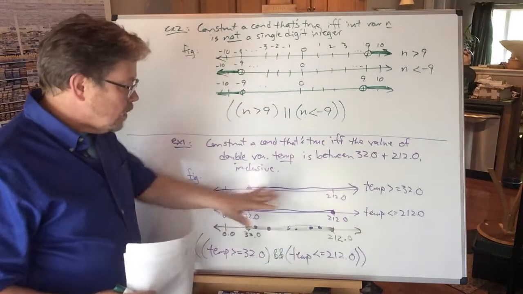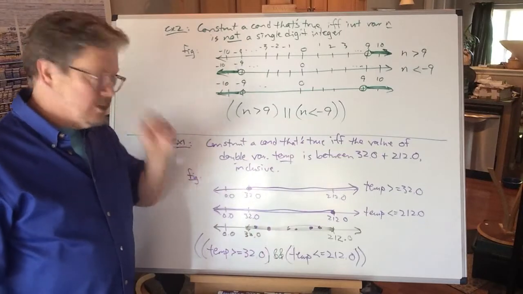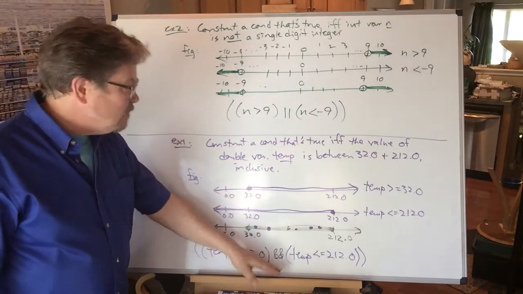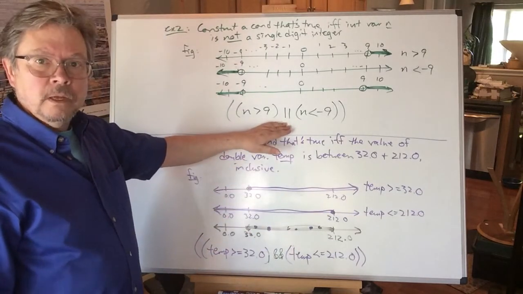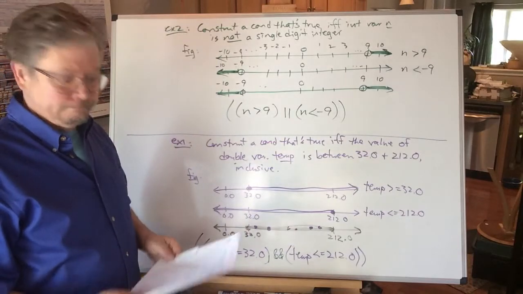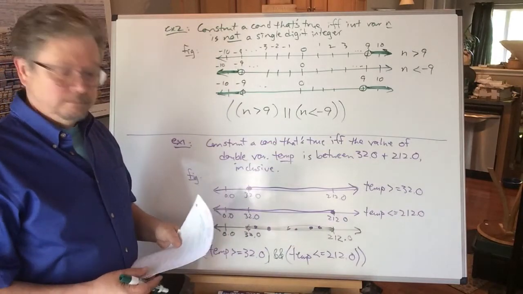And I want it on both number lines, so it has to satisfy both. It has to be shaded on both, not just one or the other. That one has to be and, this one has to be or. If this one had been and, it would be too restrictive, and nothing would make it true. And nobody would be happy.